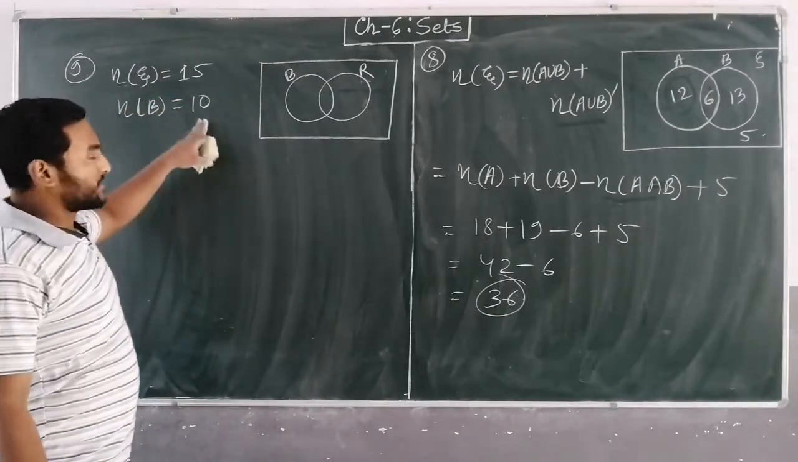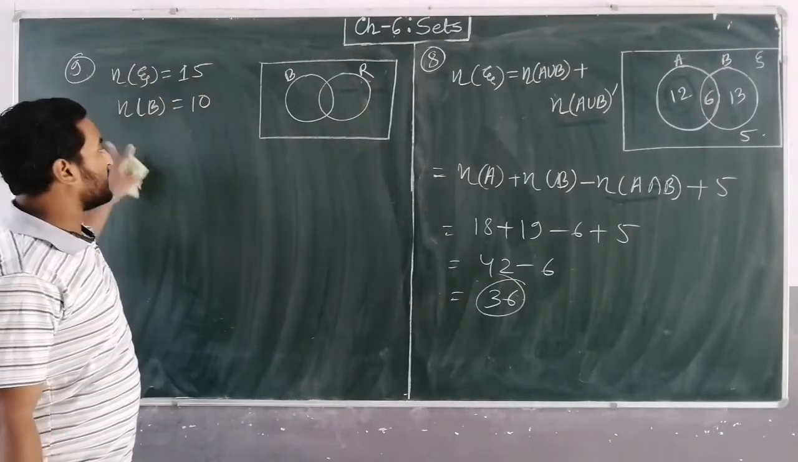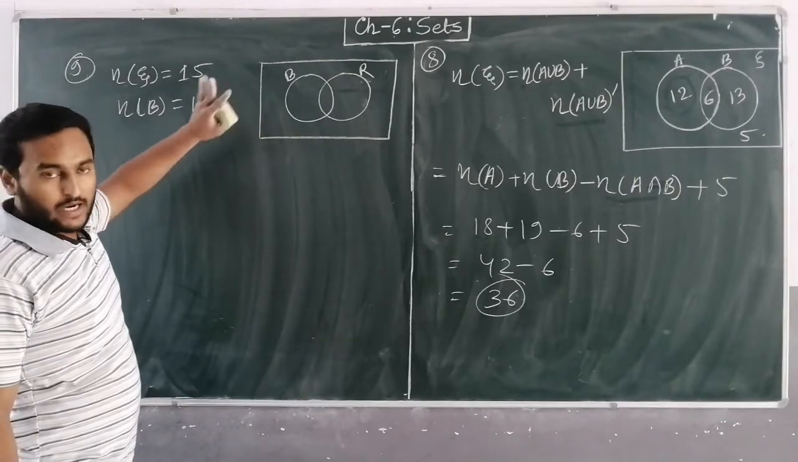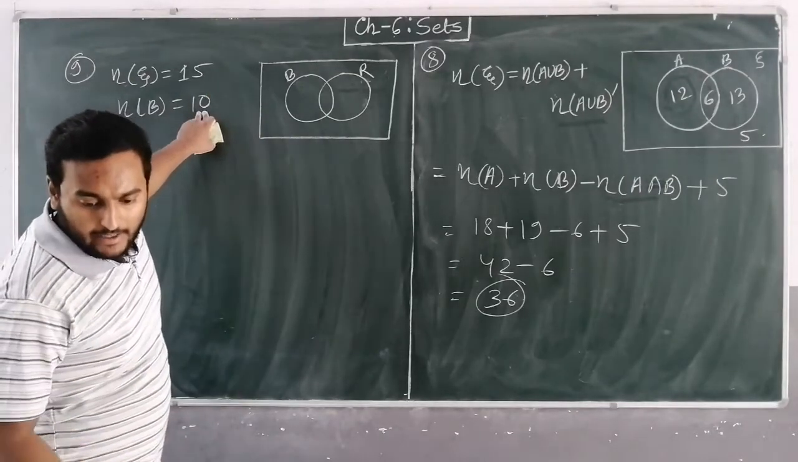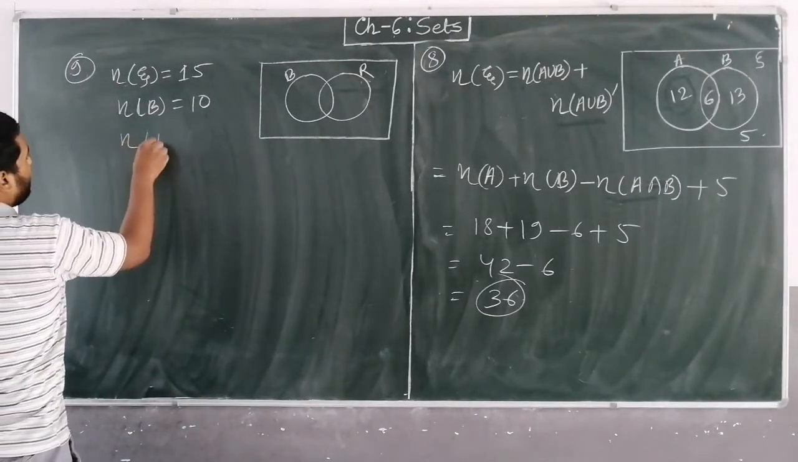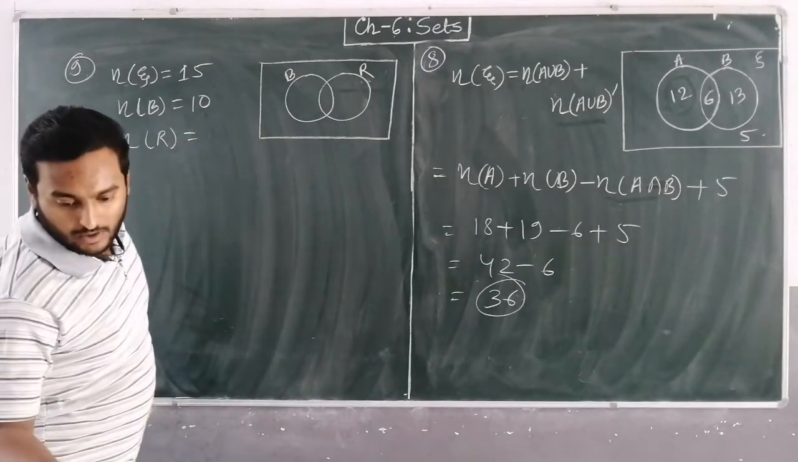I am not writing the statements, you will copy the statements from the notes. I am explaining the question and the solution very carefully, so try to understand. Number of girls who bought bangles is 10, and the number of girls who bought ribbons is given as 8.